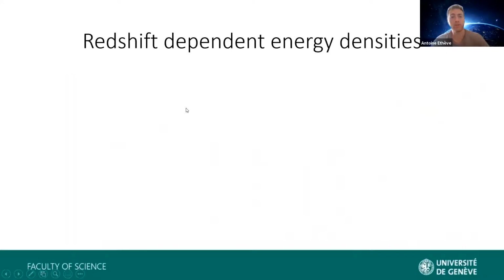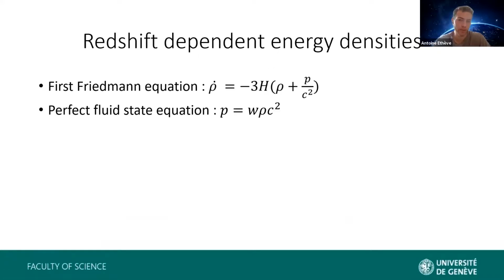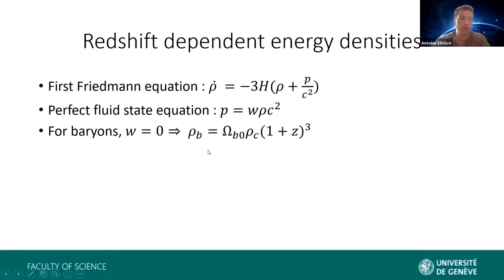And finally, the last step of the project was to compute the evolution of the energy densities to check the coincidence problem. So to do this, we solve the first Friedmann equation. And we have to use the perfect fluid equation of state that relates the pressure to the energy density. We have the factor w that depends on the nature of the fluid. For baryons, w is equal to 0.